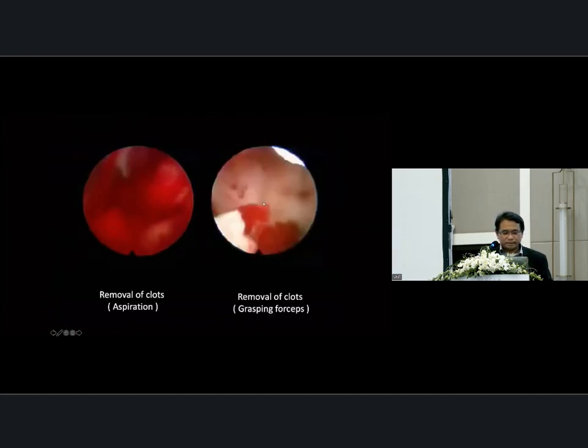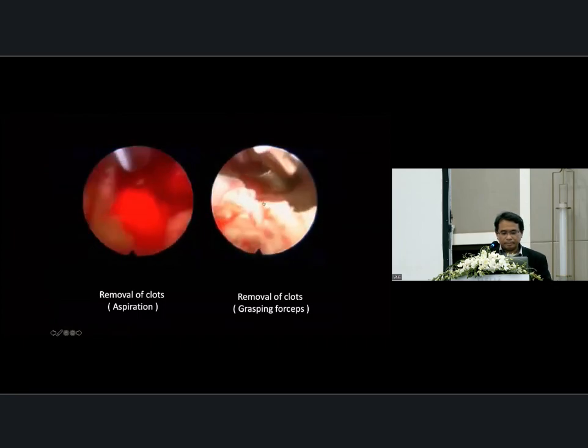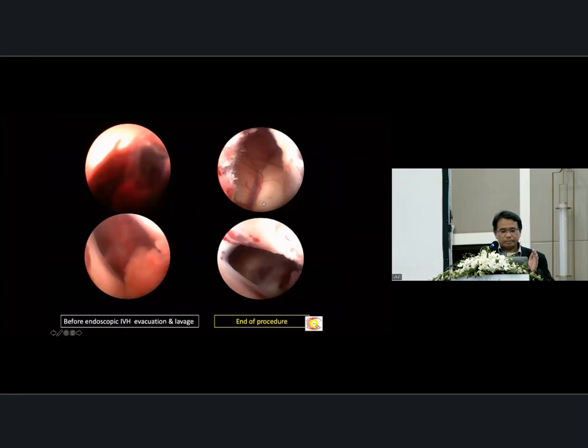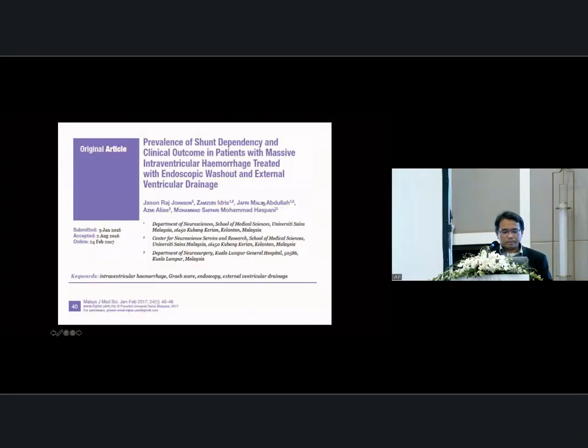So you can use a feeding catheter, sometimes we use a grasper to further clear up. So now you can see the difference between before lavage and after lavage. Again, we published our data looking at the shunt dependency in IVH treated by endoscopic washout versus extraventricular drain.